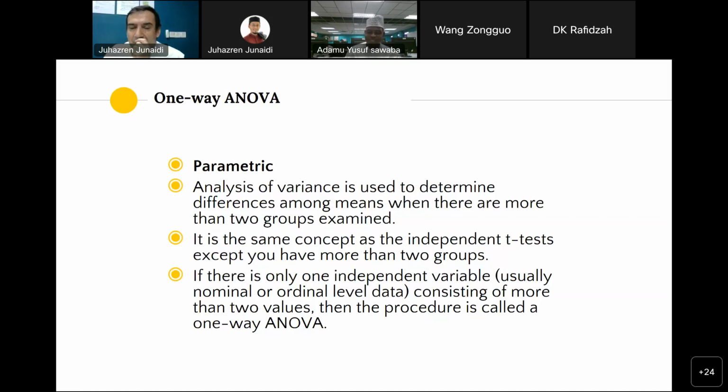Okay. And then we have the one-way ANOVA. Analysis of variance is used to determine differences among means when there are more than two groups examined. It is the same concept as the independent t-test, except you have more than two groups. And if there is only one independent variable, usually nominal or ordinal level data, consisting of more than two values, then the procedure is called a one-way ANOVA.